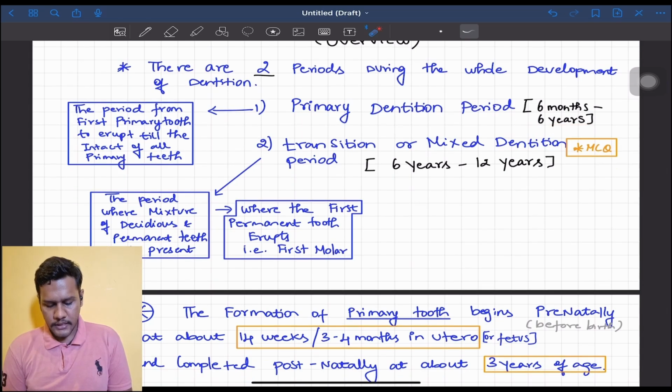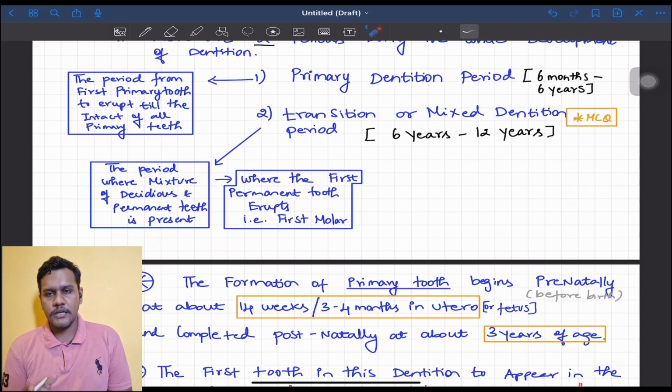Then the second period is called the transition or mixed dentition period. It's an important MCQ. It is from 6 years to 12 years. So the first permanent molar or the central incisor will erupt at the age of 6 to 7 years.